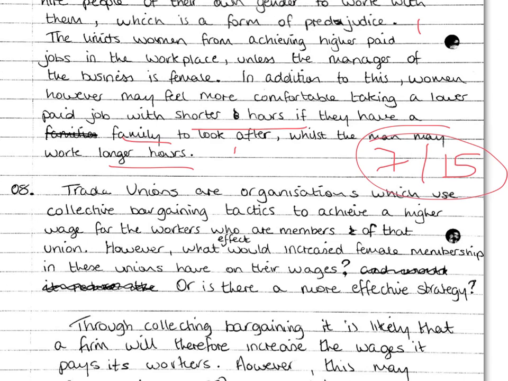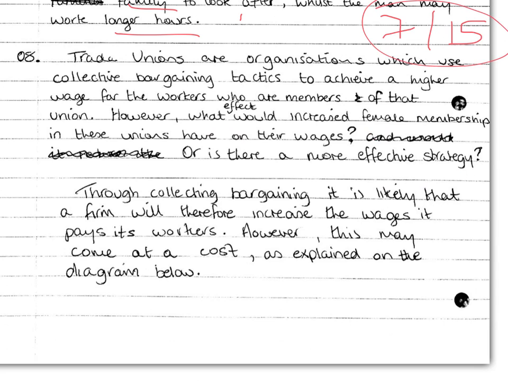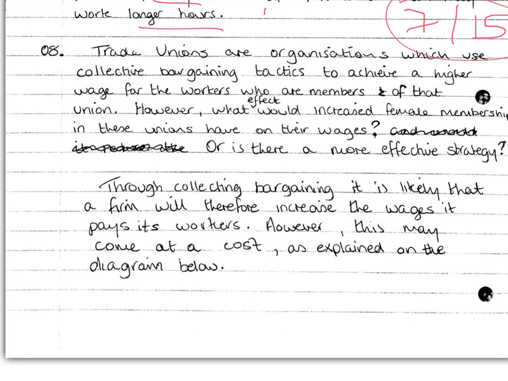Here we have the focus of the question: assess the view that increased female membership of trade unions would be the most effective way to raise women's earnings. Obviously, explaining how it happens is where we want to start. You start by establishing the nature of trade unions, which is a good place to start. Your first issue is quite obviously the impact of trade unions on outcomes. You've got collective bargaining, a good term to use, maybe with an explanation of what it means.